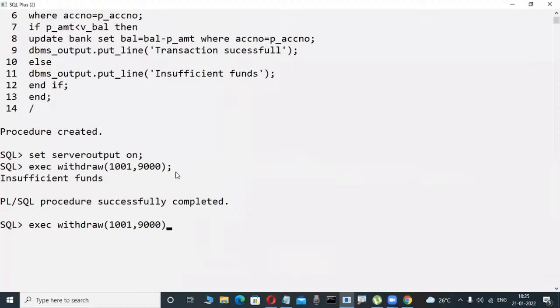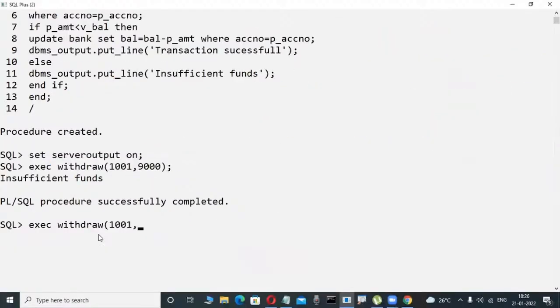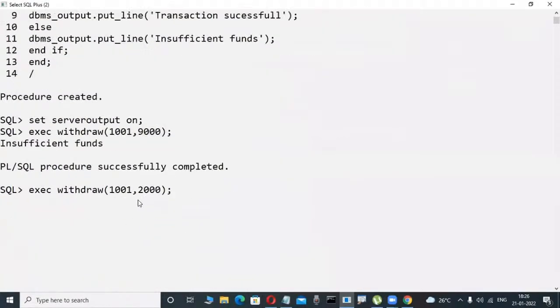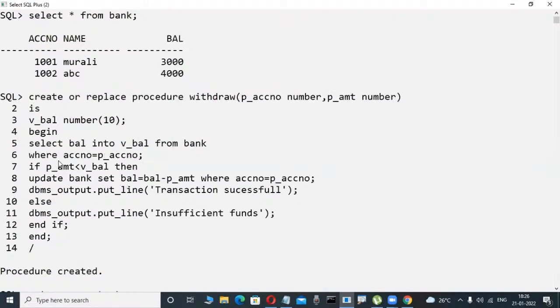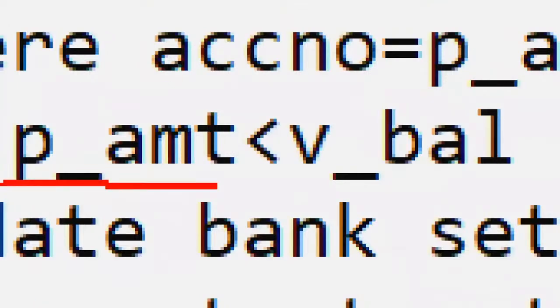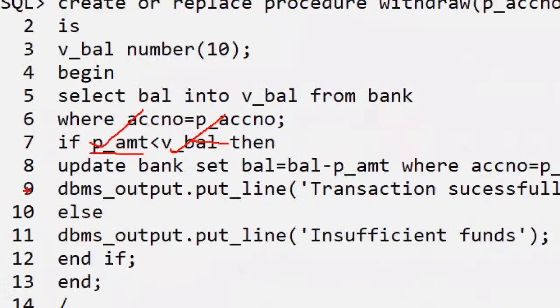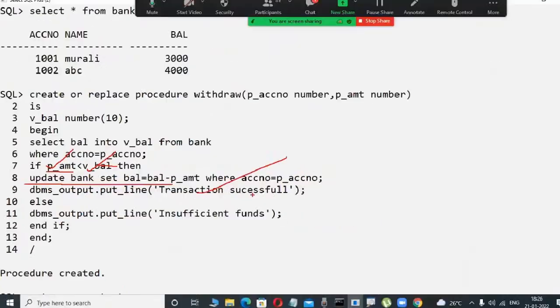Observe here, 1001 is my account number. I try to execute withdraw again, so now the procedure. I try to withdraw 2,000 rupees. Possible? Possible. Why? Because my balance is 3,000, and I try to withdraw only 2,000. So the passed amount, 2,000, is less than the available balance, in this case 3,000. I am updating the bank table, meaning modifying it. The transaction is successful.